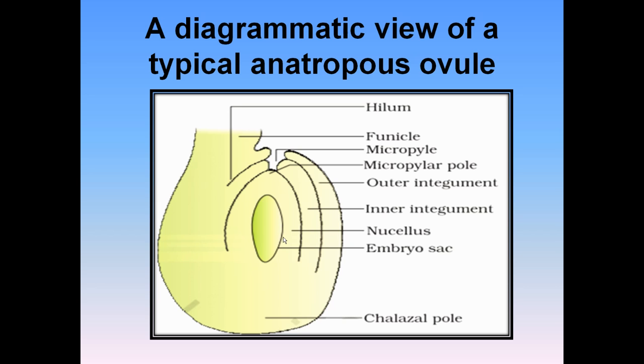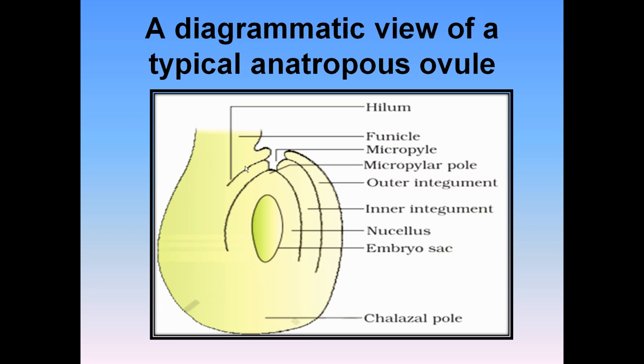And now comes the funicle. Funicle is referred to as the attachment or stalk-like structure for the ovule. The whole ovule is attached with a stalk-like structure which is referred to as the funicle. Now, what is hilum? Hilum is a junction between the funicle and the ovule. It is a junction point.